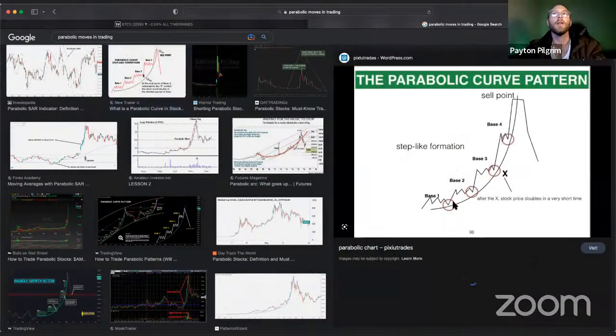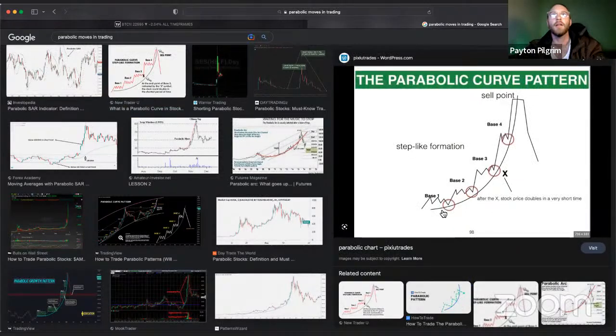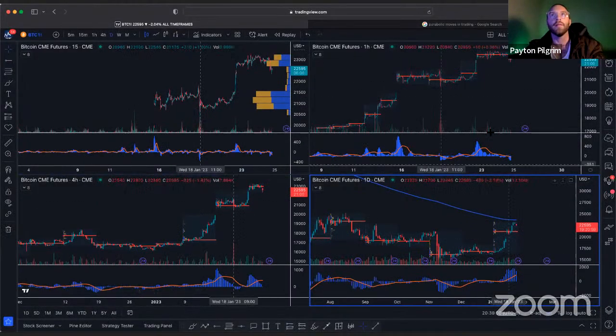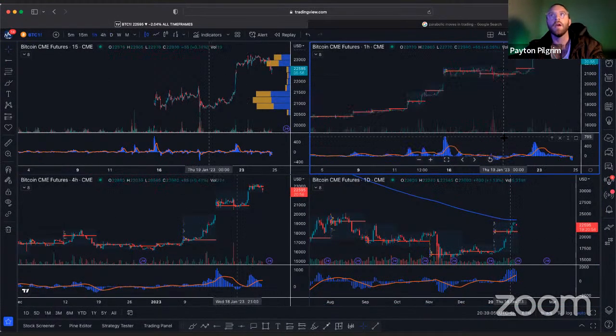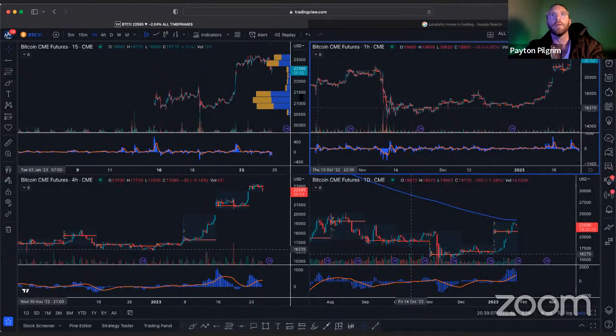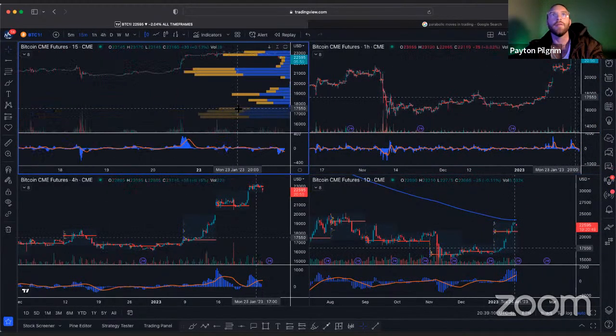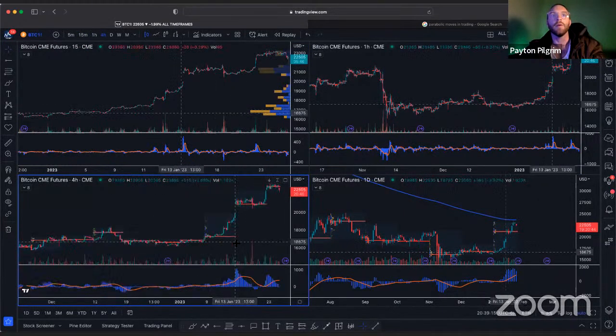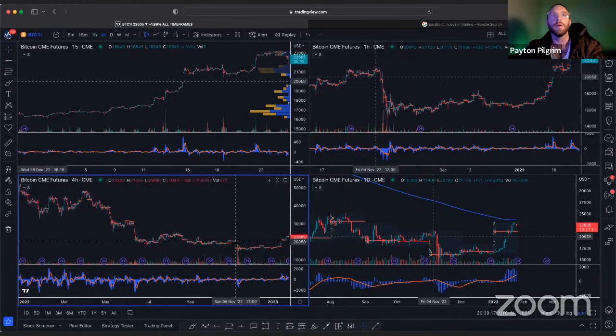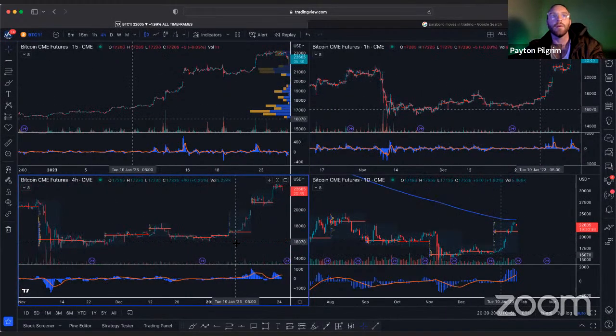This is honestly a better way to look at it. This is how it looks in real life, in my opinion. I guess it's the same thing, but this just looks better to me. So Bitcoin, let's look at it on a couple different time frames. I'm going to zoom all the way out on the 1 hour, the 15-minute over here, and the 4 hour, though not all the way out on the 4 hour.